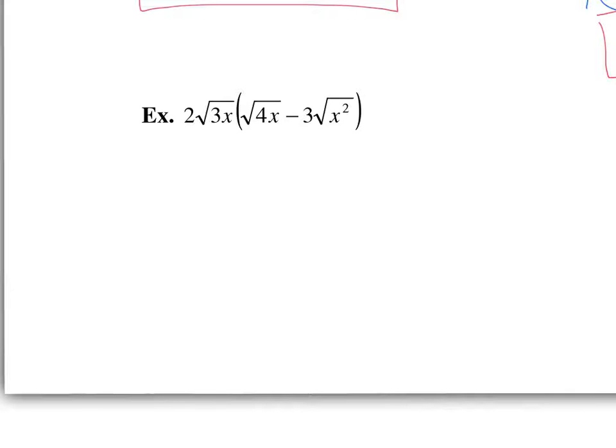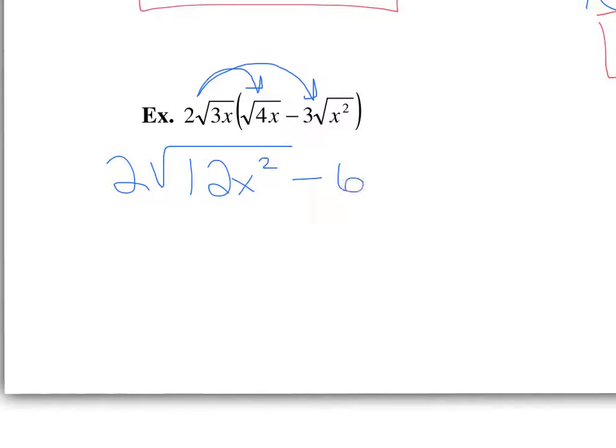All right, we're going to try it again here. I'm going to multiply here. Outside times outside will be 2 times 1. Inside times inside will be 3x times 4x. So 12x squared. And then outside times outside here will be 2 times negative 3 is negative 6. And inside times inside will be 3x times x squared, or 3x cubed.